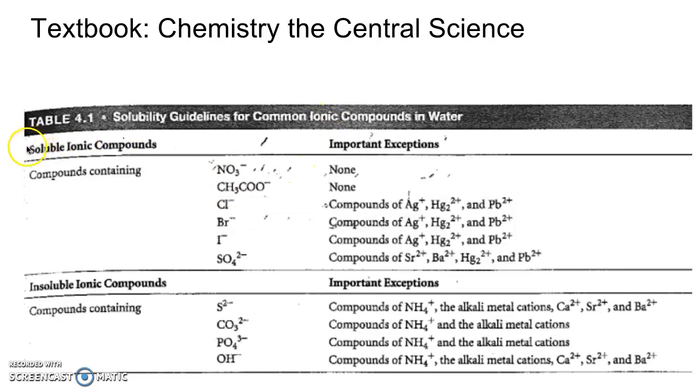This chart is divided into a soluble side. So these are soluble ionic compounds, and compounds containing these polyatomic ions are soluble with these exceptions. The other half of the chart contains insoluble ionic compounds. So it means that compounds containing these, notice these are all anions, are insoluble, meaning they do not dissolve in water, with these exceptions.